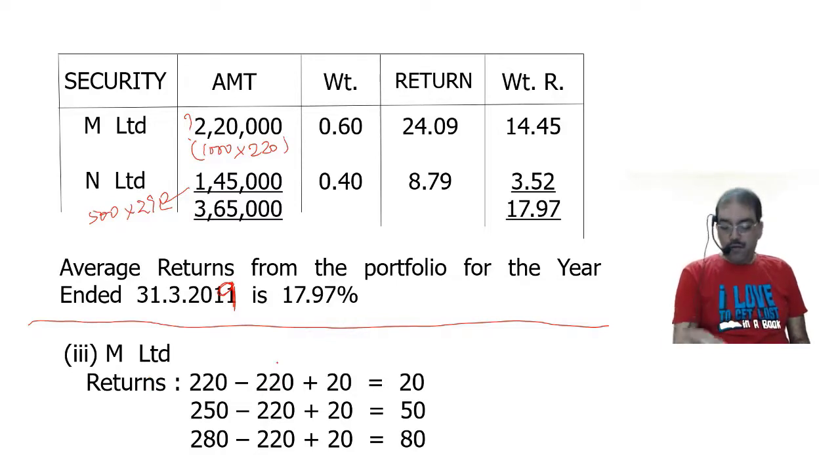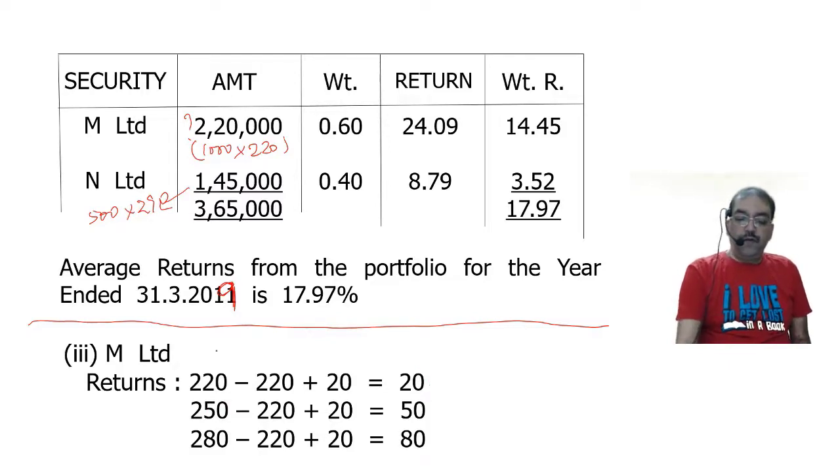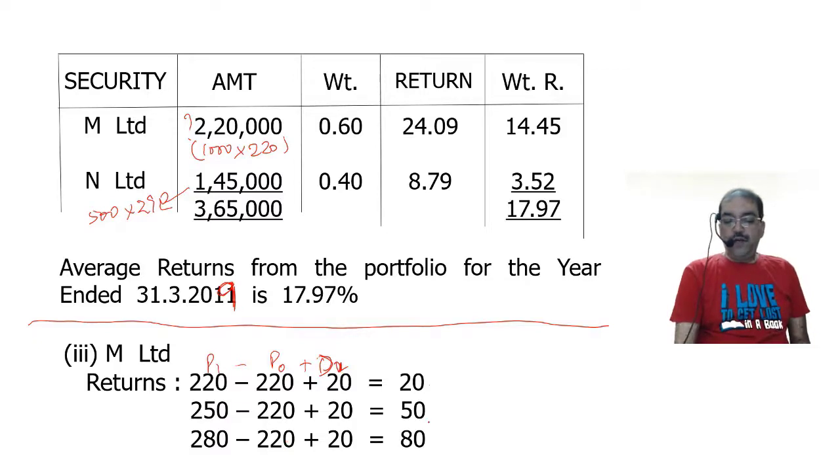How do I calculate the returns? Only the numerator part now: P1 minus P0 plus the dividend. So 220 minus 220 plus dividend of 20 is 20 rupees. This is P1 minus P0 for the second year. Then 250 minus 220 plus 20, this is D1, is 50 rupees. 280 minus 220 plus 20 is equal to 80 rupees.